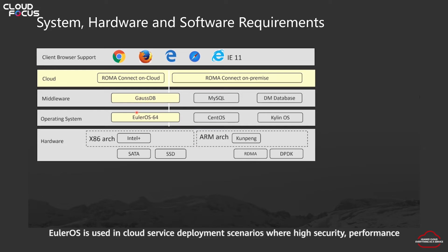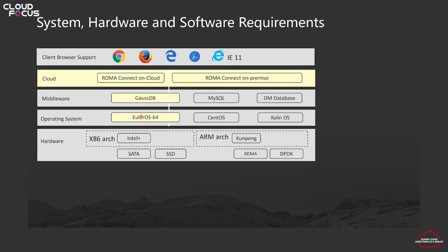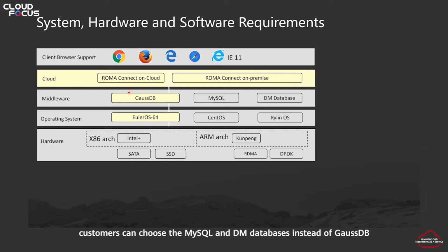OLA OS is used in cloud services deployment scenarios where high security performance and HA is enabled. Additionally, OLA, CentOS, and other operating systems are also supported in edge deployment scenarios. GhostDB is used by default as the database for the product, but in edge deployment scenarios, a customer can choose MySQL or a DM database instead of GhostDB.